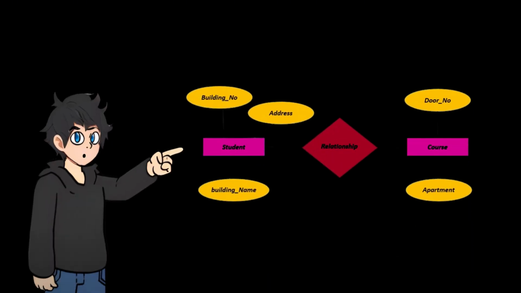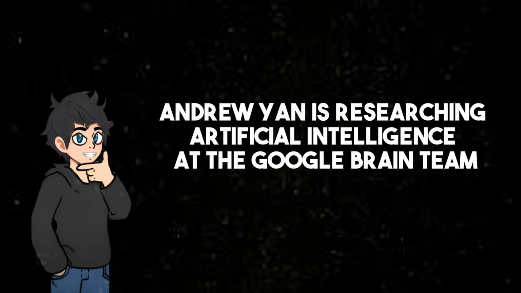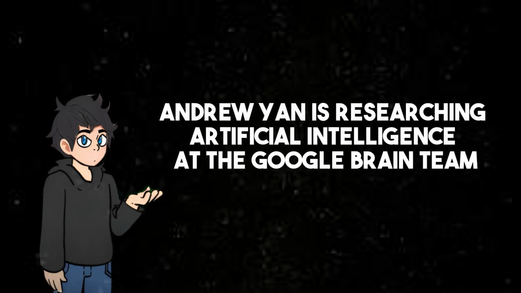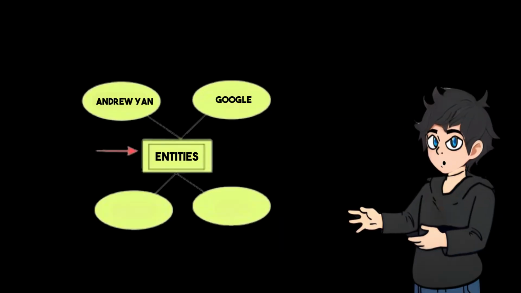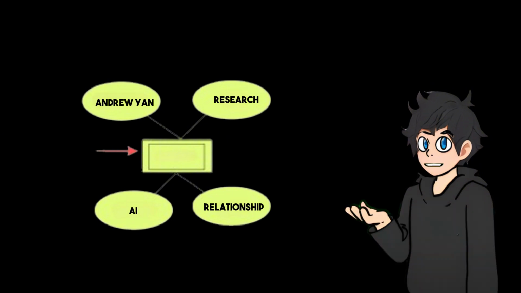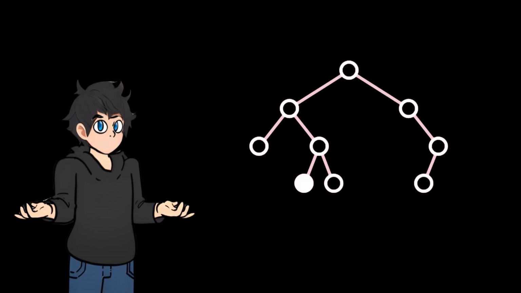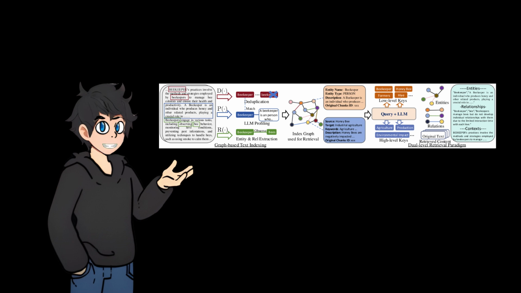Lightrag extracts entities, people, places, concepts, etc. from documents and the relationships between them, which it uses to build a knowledge graph. For example, from the sentence, Andrew Yan is researching artificial intelligence at the Google Brain team, we extract the following information: entities, Andrew Yan as a person, Google Brain team as an organization, artificial intelligence as a concept; relationships, Andrew Yan, Research, Artificial Intelligence, and Andrew Yan, Affiliation, Google Brain Team. The knowledge graph, created in this way, can efficiently represent complex information relationships. The left side of Figure 1 corresponds to this process.